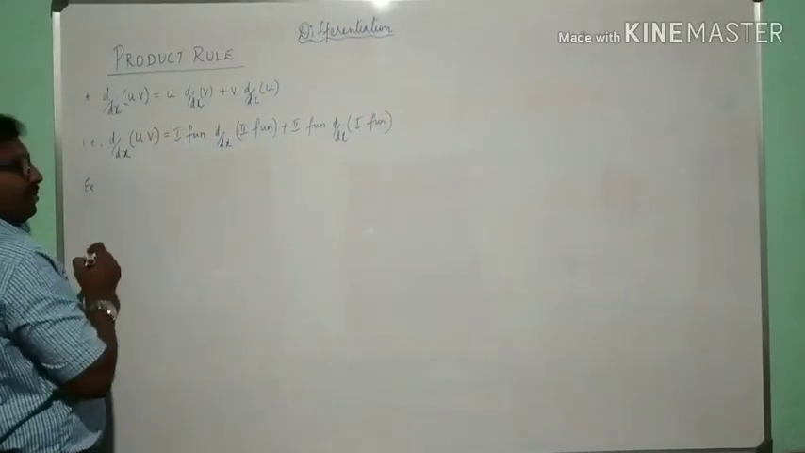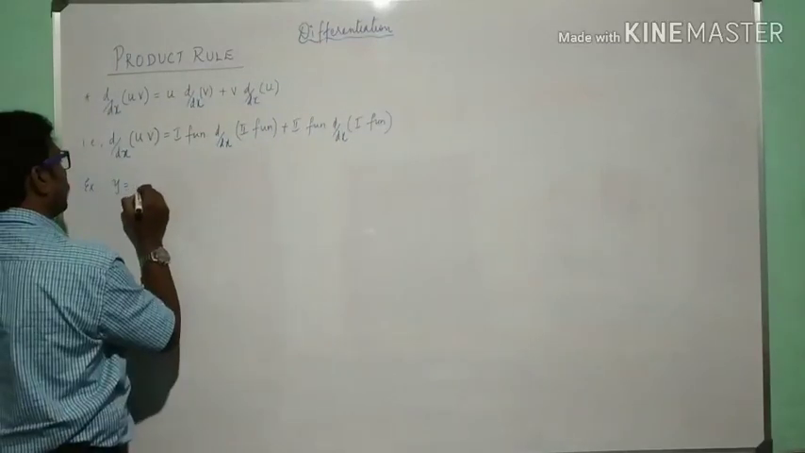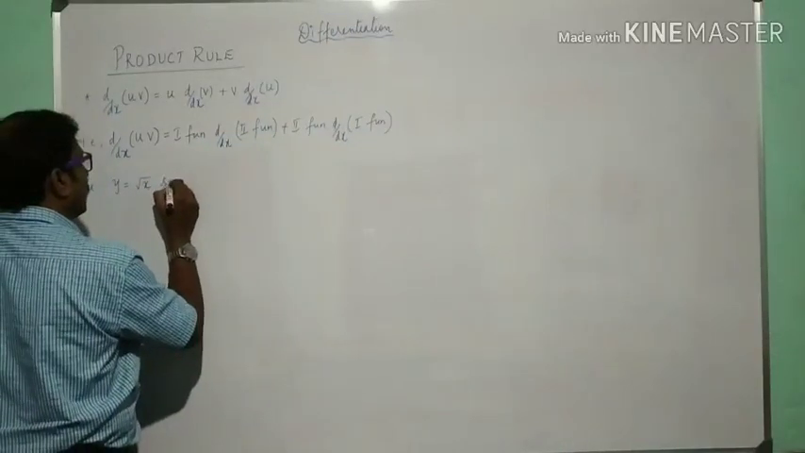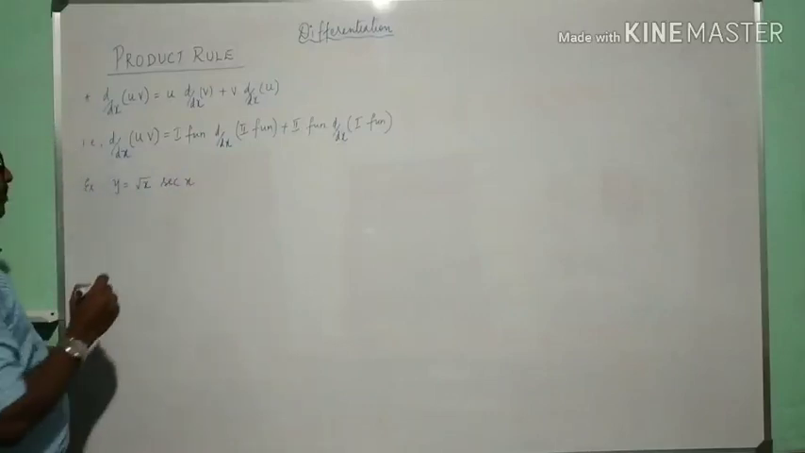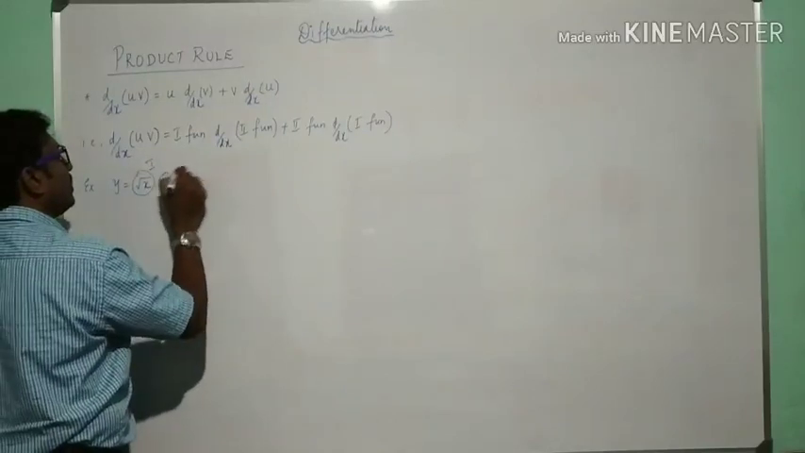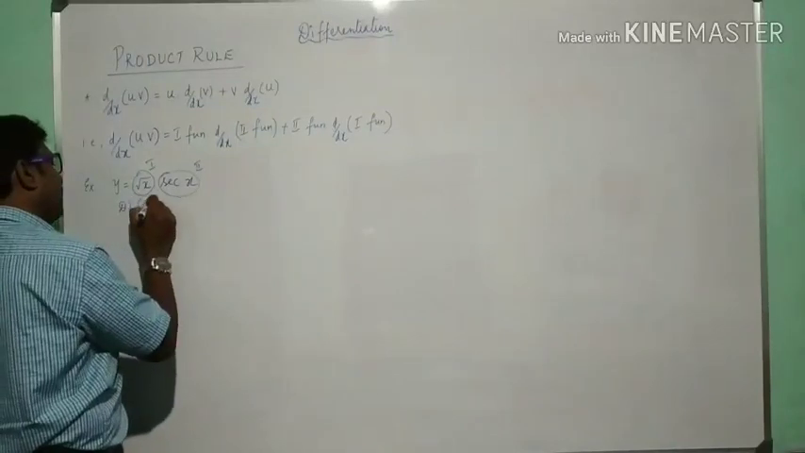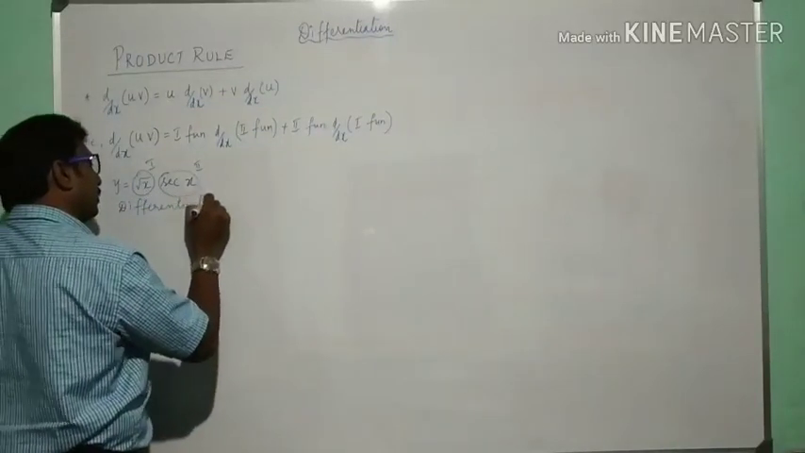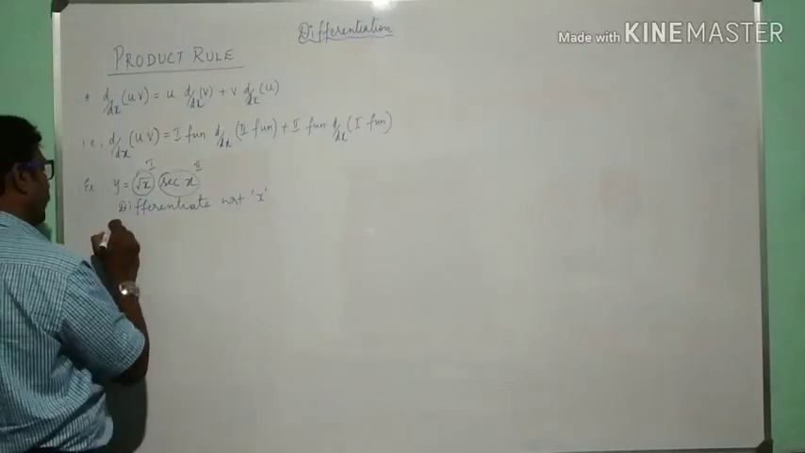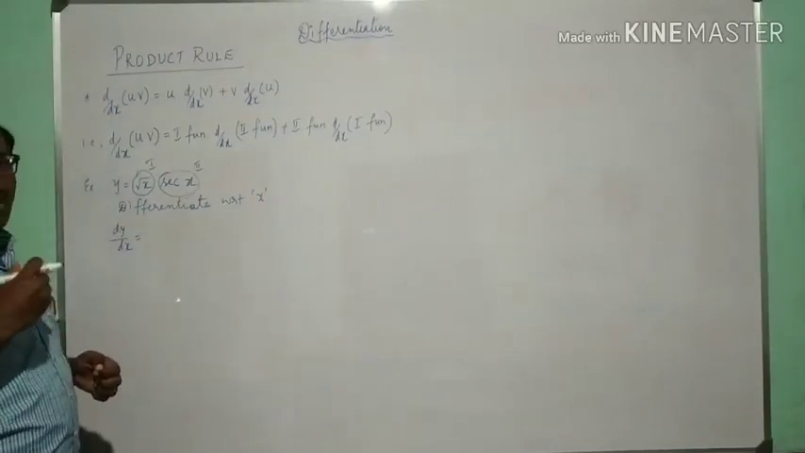For example, if you have y is equal to root x into secant x. Now, this is the first function, this is the second function. Differentiate with respect to x. With respect to x you are differentiating, then dy by dx, or you can take it as y1 or y dash.